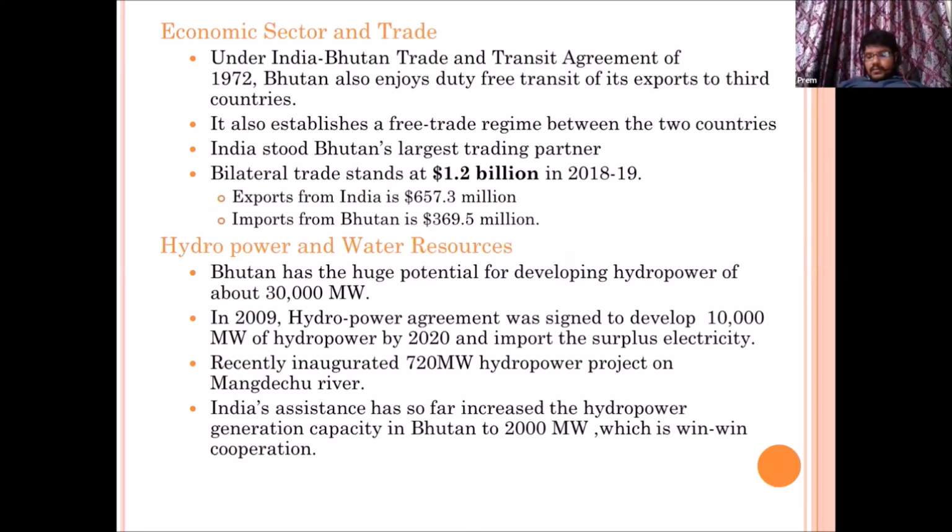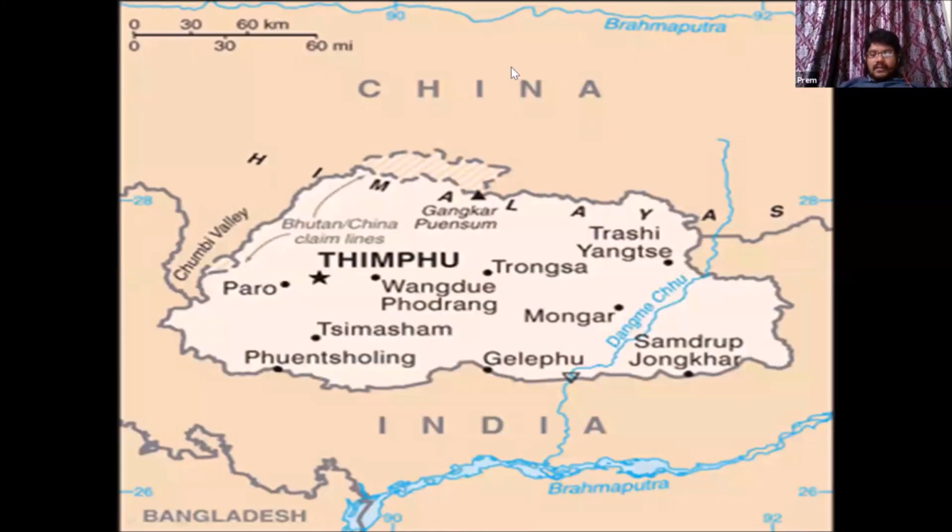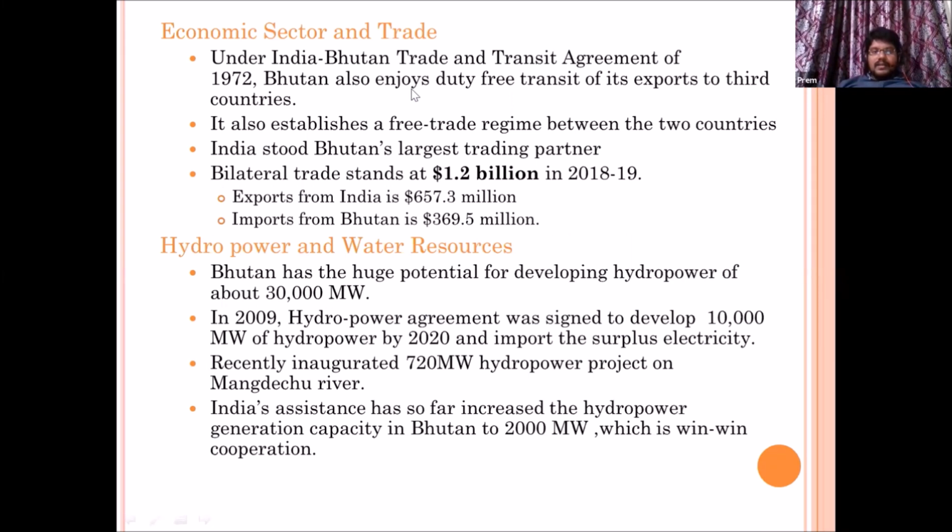Now we have seen why Bhutan is important, and what this treaty of friendship and peace is. Now we will see different aspects which are very important. Under this friendship treaty itself, we signed an agreement in 1972 for trade and transit. Under this, Bhutan enjoys duty-free transit. That means it can export any products to any other country without paying any tax in India. So Bhutan can directly export through Kolkata port or any other port in India without paying any tax. That is a kind of close economic cooperation we have with Bhutan.